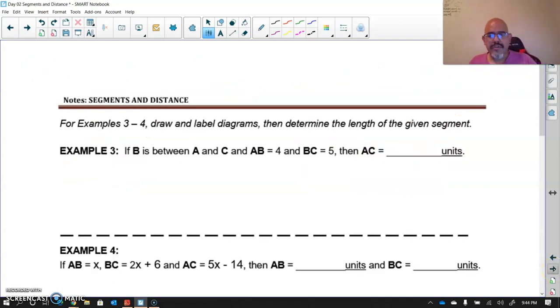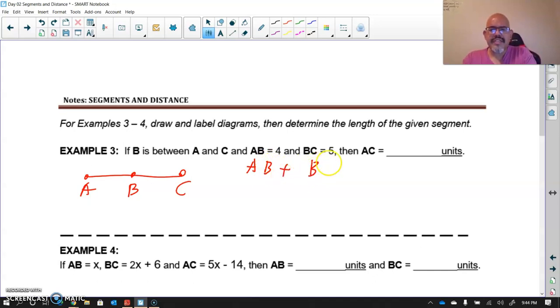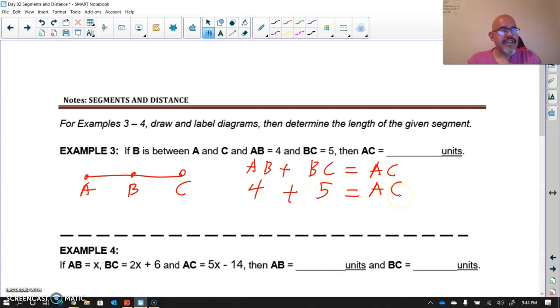So we have another example here. If B is between A and C, same picture. Our segment addition postulate is AB plus BC is equal to AC. Well, we have that this is going to be 4 units plus 5 units. Well, that's equal to AC. They want to know what AC is equal to, so that's just 9.